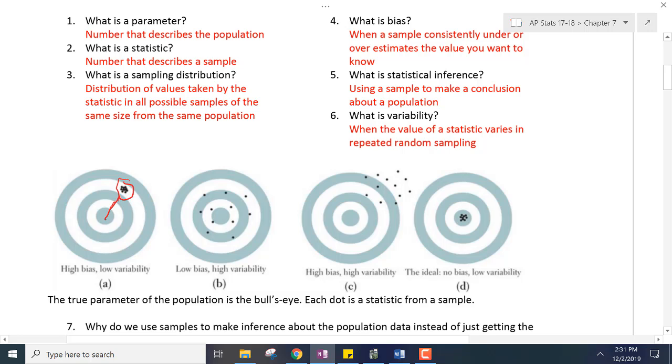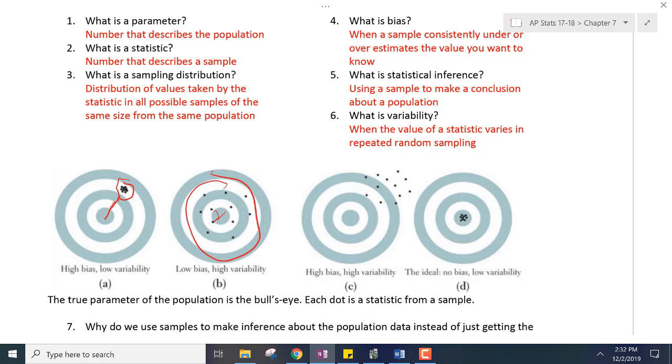Letter B, it's got low bias because it's all over the place. They're low bias because they're not that close to the bullseye. High variability because it's spread out quite a bit. Letter C is high bias, so we're far away from the mean. High variability, and we're not even close to each other. It means our data is not close to what it should be, and it's not even all the same.